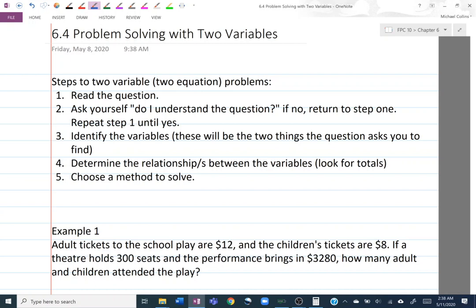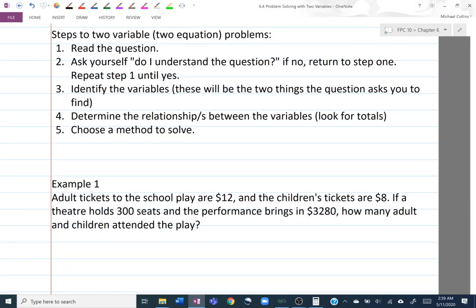So let's take a look at example one. Adult tickets to the school play are $12. The children's tickets are $8. If a theater holds 300 seats and the performance brings in $3,280, how many adults and children attend the play?